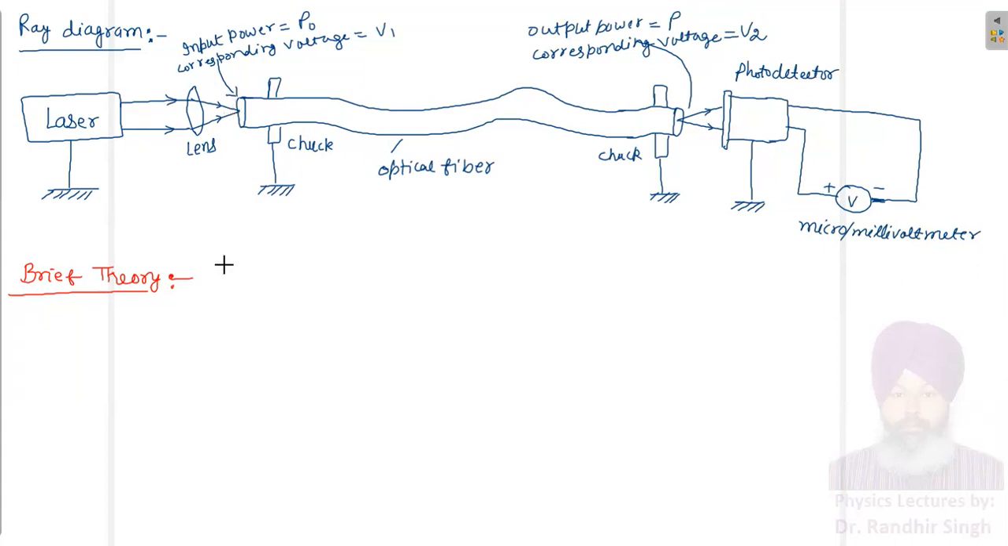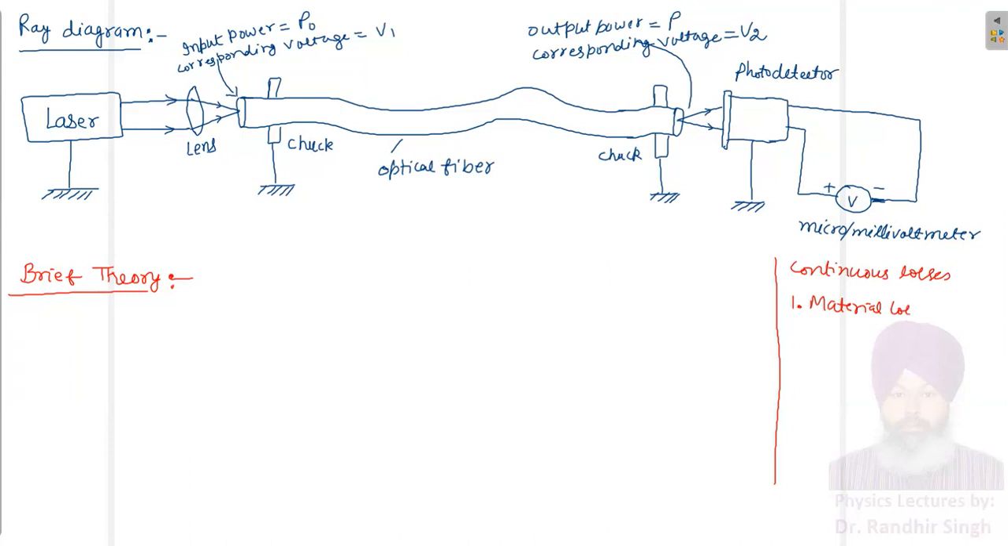So let us now discuss a brief theory of how these expressions were obtained. Kindly remember that this is a single piece of fiber. There are many losses that are taking place in the fiber in a continuous manner. So continuous losses in the optical fiber are many. I can just write some of these. So continuous losses are, number one, material loss.